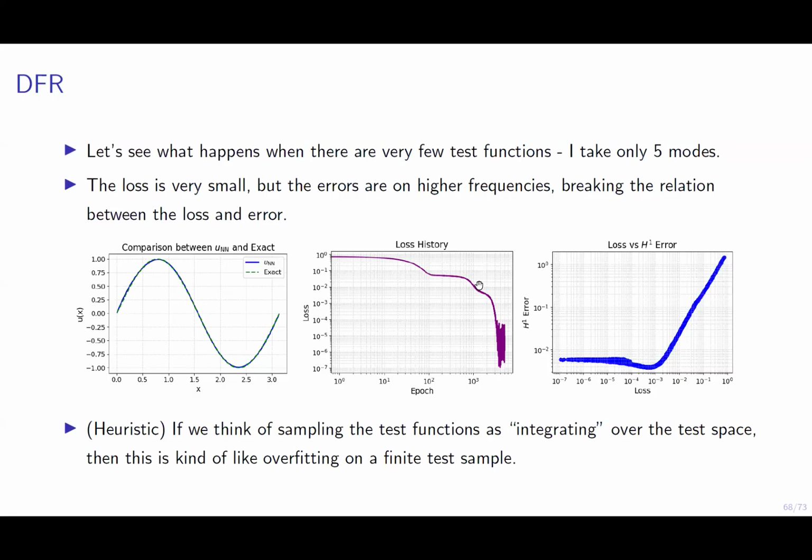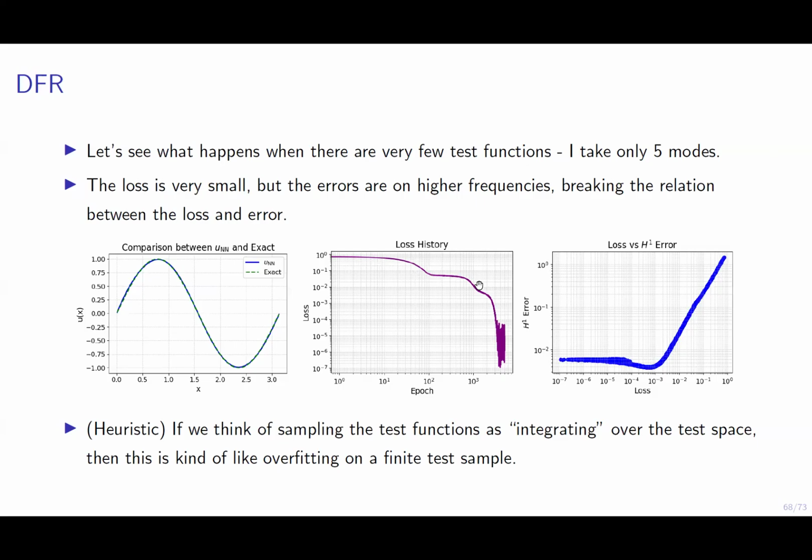This is more or less what we see in this particular example. The solution isn't too bad, but in this case, I only take 5 sine functions for my basis functions. My loss is going down. I end up with a loss of the order of 10 to the 6, 10 to the 7, more or less. But what we see is that after a certain point, I have completely broken this linear relationship between my loss and my error. I really interpret this picture as overfitting in Fourier space rather than in real space.